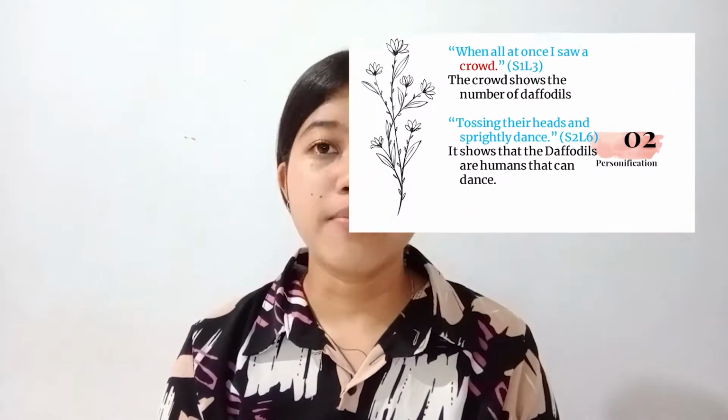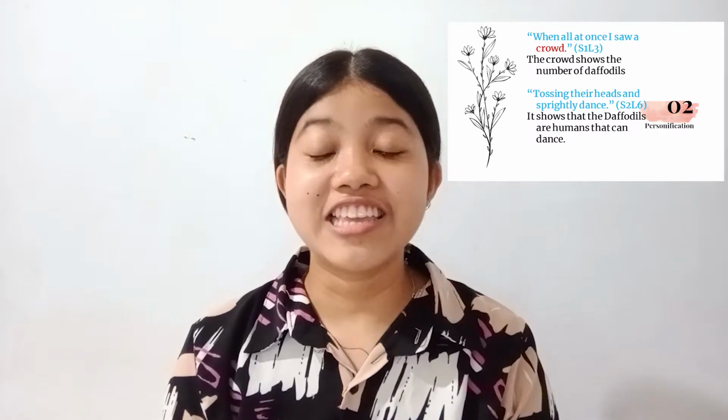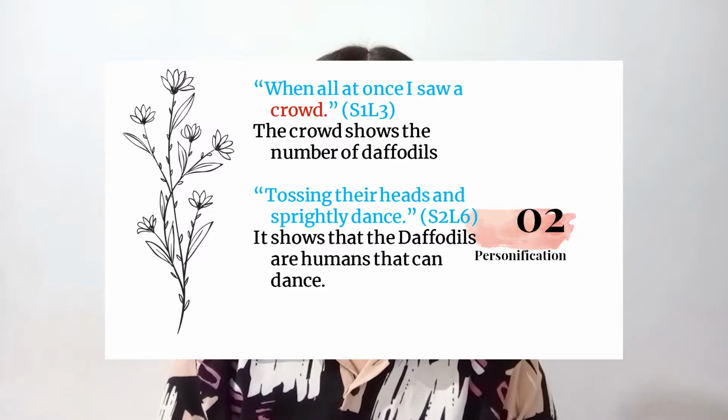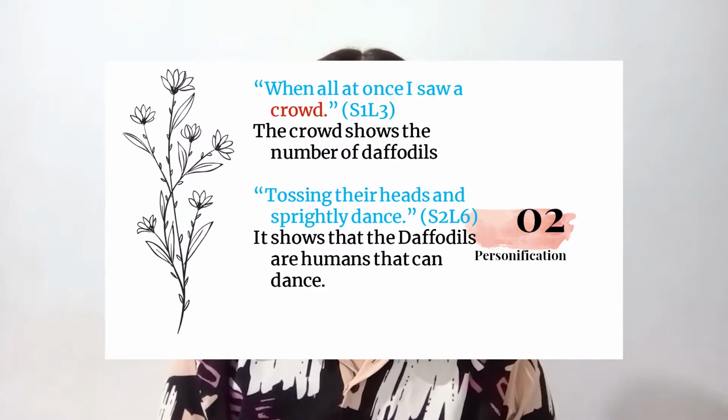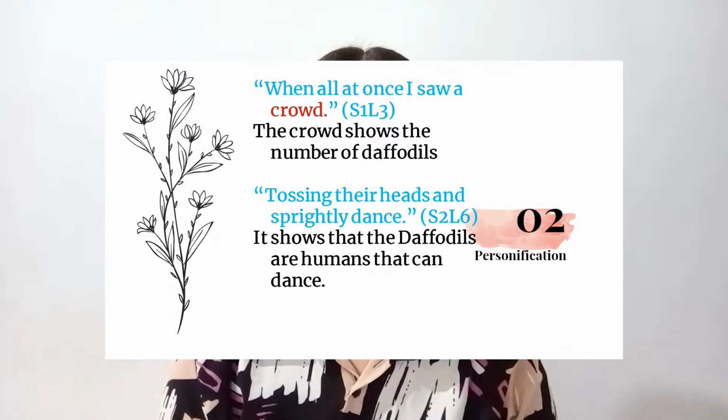There are several fragments of the Daffodils poem that are personification. Personification is usually used to illustrate that objects other than humans have feelings, behaviors, and physical traits like humans. The first is in line 3 of the poem, when all at once I saw a crowd. In this line, there is the word crowd, which compares the daffodils to humans who are swarming.